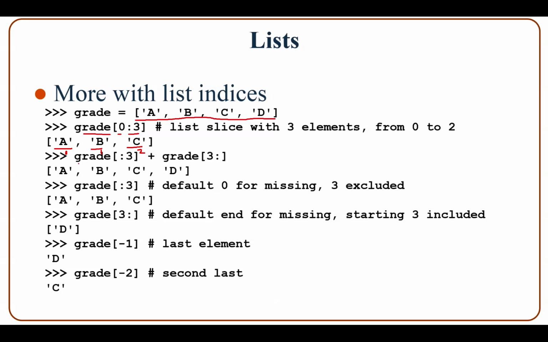And if you type in grade, the colon operator, number 3, and concatenate it with grade from 3 and then the colon operator, this actually returns grade itself. So it doesn't matter if you have 3 here or other indices. This concatenation would return grade itself.